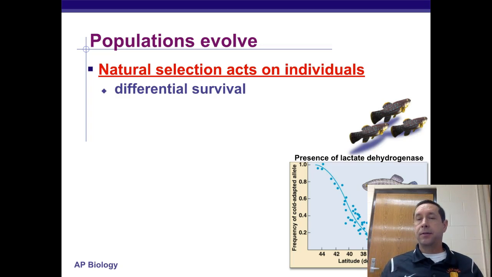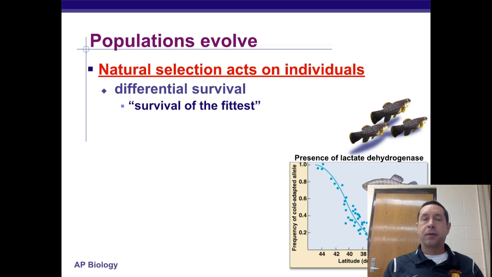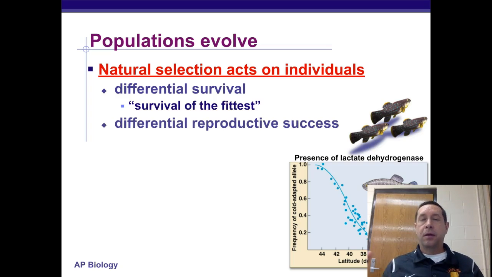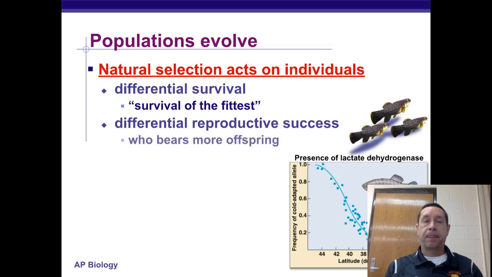Selection creates differential survival. We talk about survival of the fittest. Darwin used that term. It also creates differential reproductive success. In order for individuals to pass their genes on to the next generation, they've got to survive and they have to reproduce. So the individuals that are best at surviving and reproducing, their genes are going to get passed on, their traits are going to get passed on to the next generation.